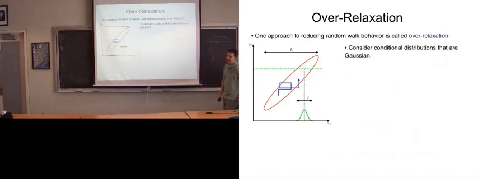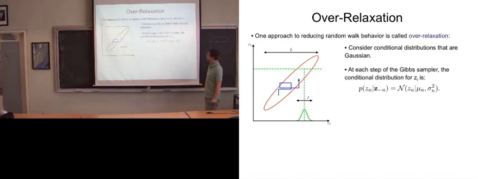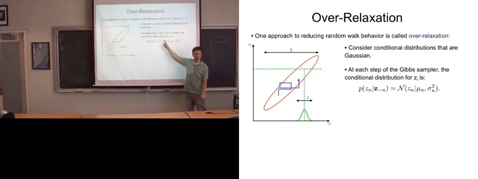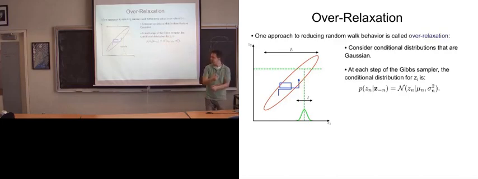One of the tricks that people looked at is this notion of trying to reduce the random walk behavior. That's a big deal in MCMC methods. How do you reduce the random walk behavior? One of these techniques is called over-relaxation. So let's look at the conditional distributions that are Gaussian. Okay? This example again. At each state of the Gibbs sampler, the conditional distribution is going to be given by this expression. So let's say the conditional is given by the Gaussian.